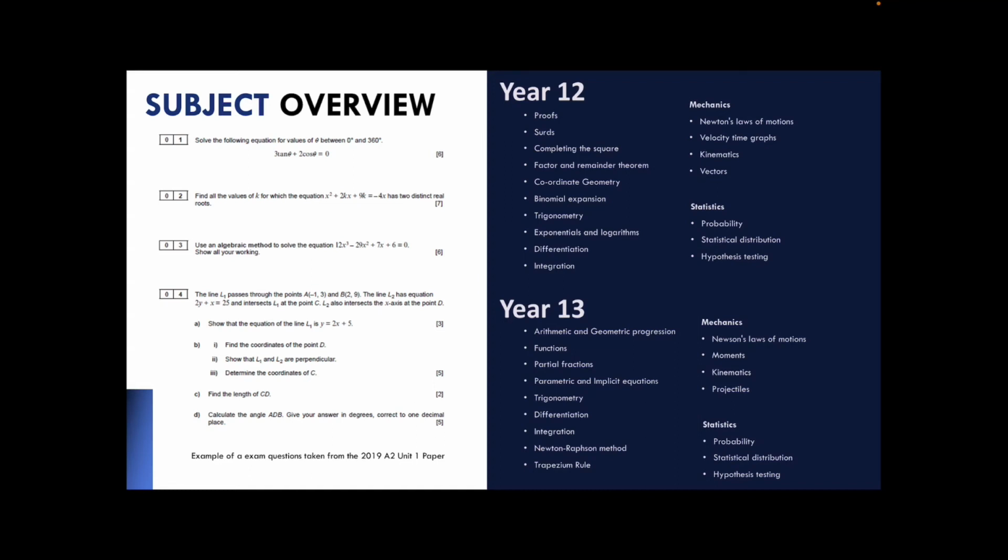On the mechanics side of things, we look at Newton's second law, velocity time graphs, kinematics and vectors. In statistics, we look at probability, statistical distributions and hypothesis testing. In year 13, we build again on the work that we've learned in year 12, and we'll go into more detail in differentiation and integration, as well as look at some new topics there, which include functions, partial fractions, and implicit and parametric equations.